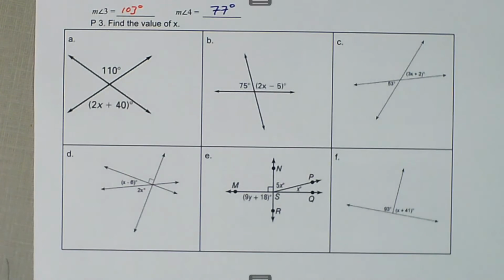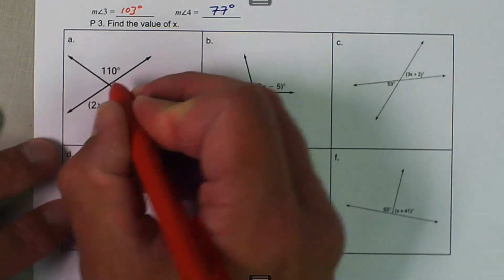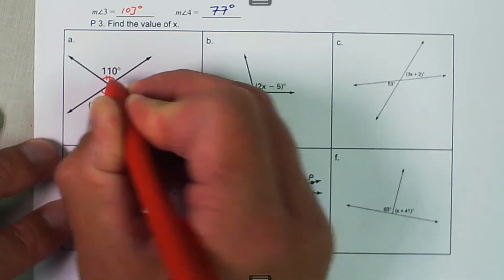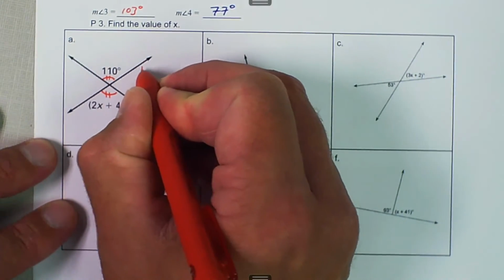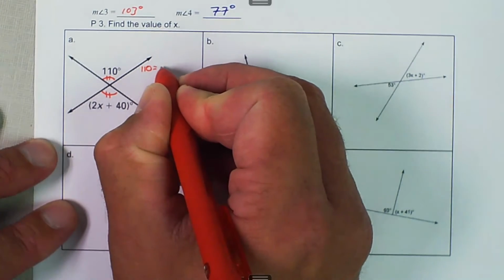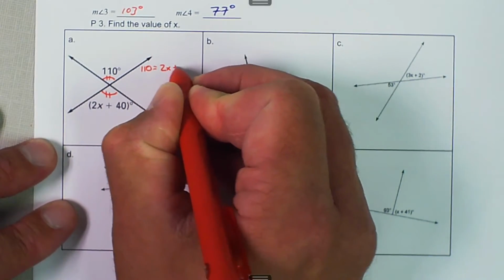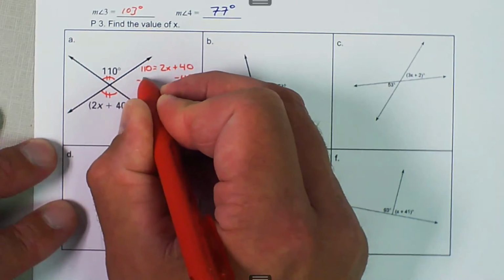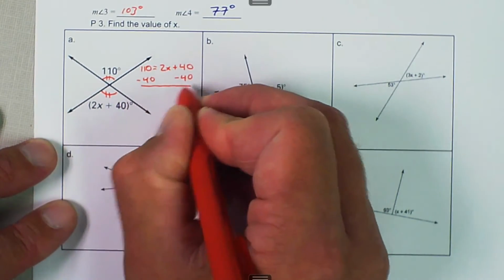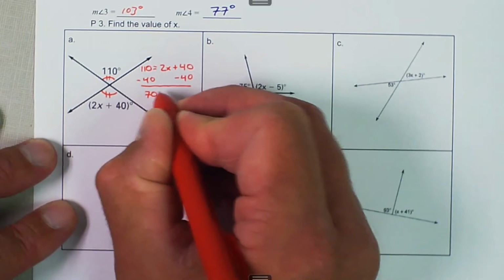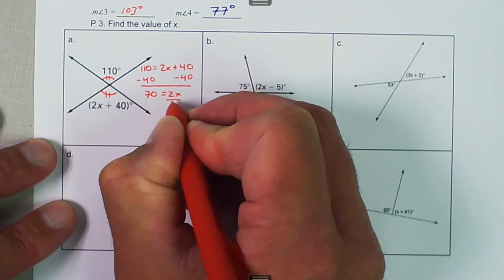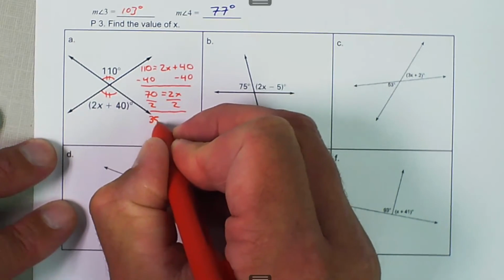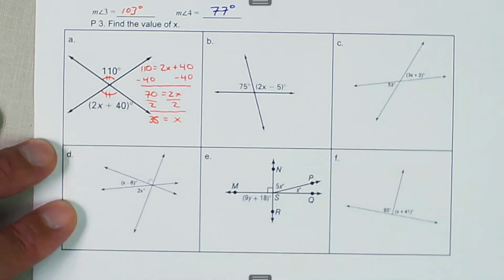So here we can see that we have vertical angles, and vertical angles are congruent. So we can say 110 is equal to 2x plus 40, and subtract 40, and then we get 70 is equal to 2x, and then we divide both sides by 2, and we get 35 is equal to x.